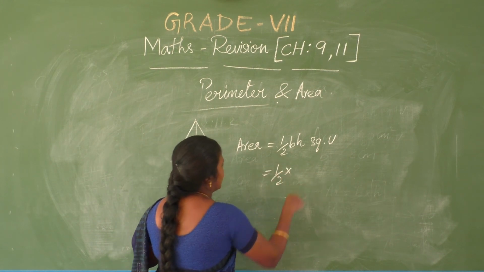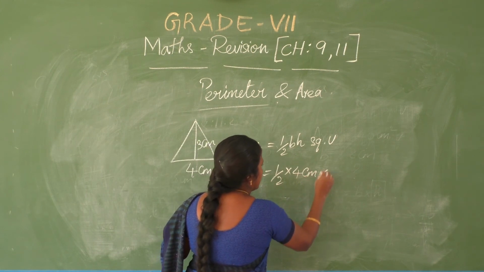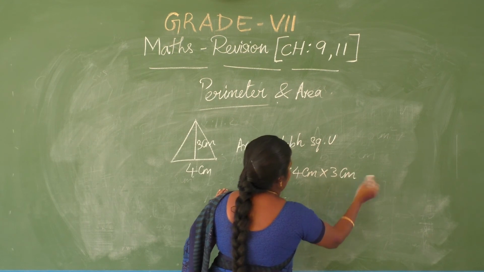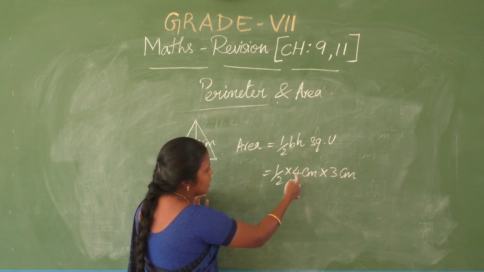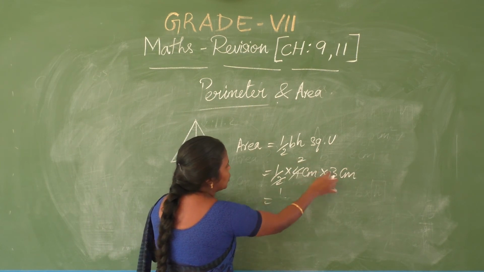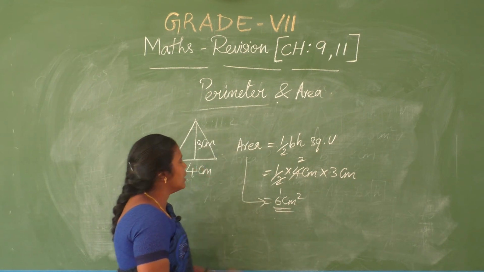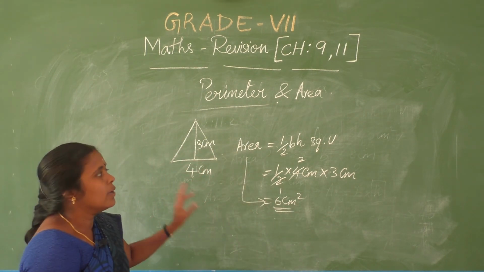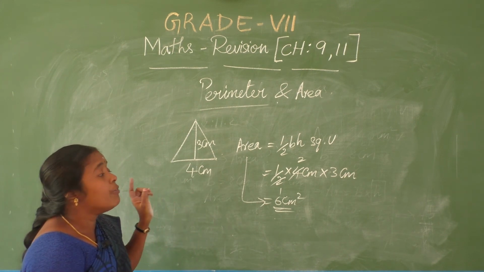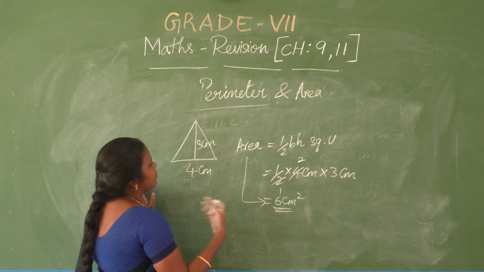So half into base 4 centimeter into height 3 centimeter. Any possibility to cancel? Yeah, these two are multiples of 2 only. 1 2 is 2, 2 2s are 4. So 2 3s are 6. 6 centimeter square is the area of the given triangle. Understood? Here calculation is easier. One thing you must notice, you have to select the suitable formula. So read it so many times.